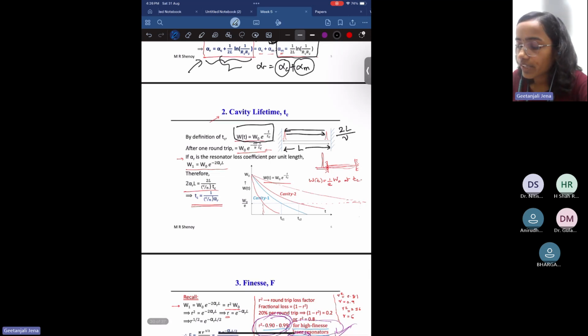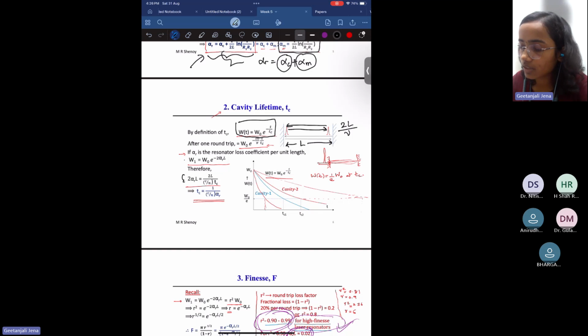And you already know that after one round trip, it will suffer a net loss due to the propagation loss as well as due to the finite reflectivity of the two mirrors. So omega 1 is omega 0 e to the power minus 2 alpha R L. If you now equate this 2 alpha R L with the term we have seen here, 2 alpha R L will be 2L by v Tc. The refractive index n is c by v, so the velocity v is c by n. From that, you can easily find Tc, the lifetime, which is equal to 1 by (c by n) alpha R.